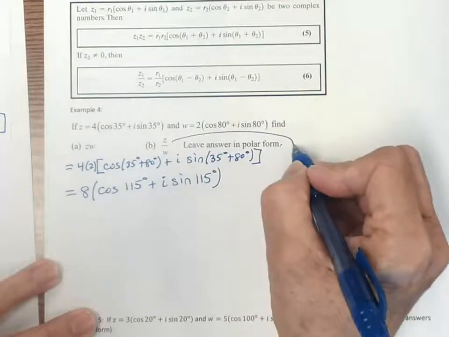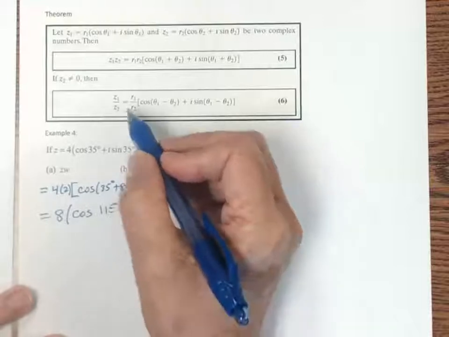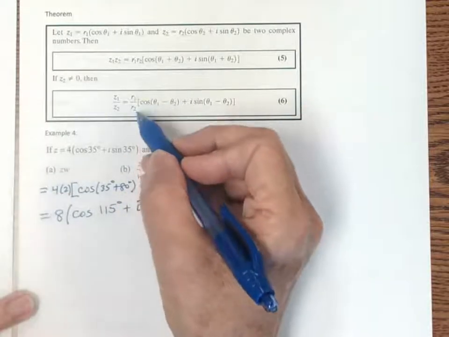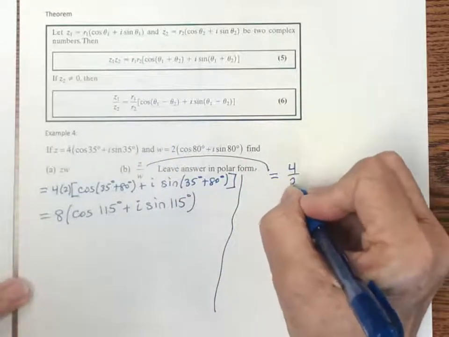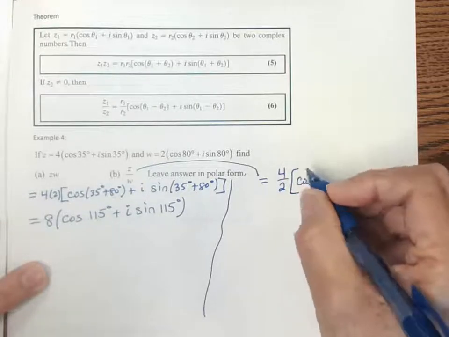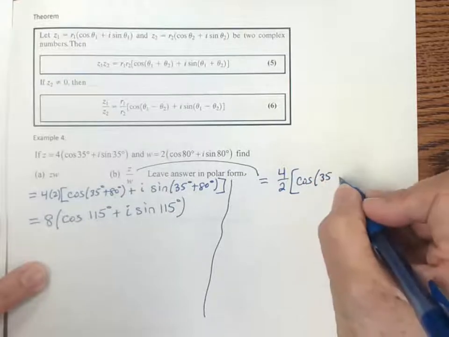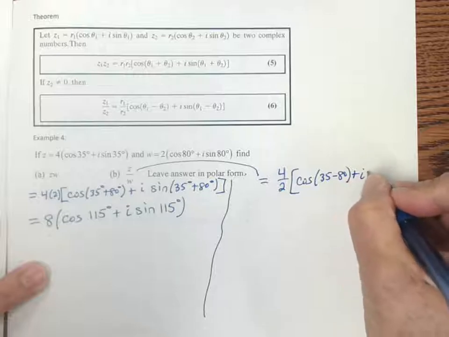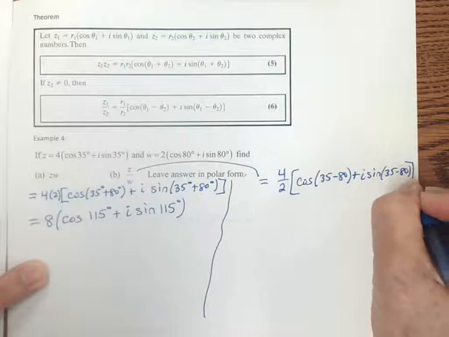Okay, this next one, sorry, I didn't give myself enough room here. Z divided by W, again, I'm just using the formula. So I take the first radius divided by the second radius, so this equals 4 divided by 2, multiplied by the cosine of the first angle, so that's 35, minus the second angle, so that's 80, plus I times the sine of 35 minus 80.